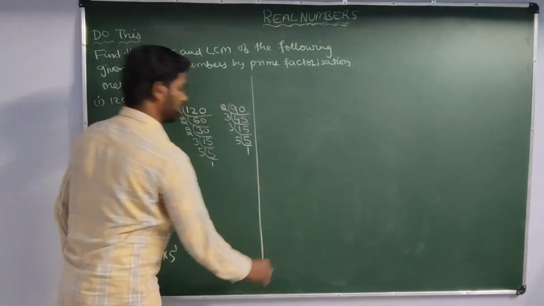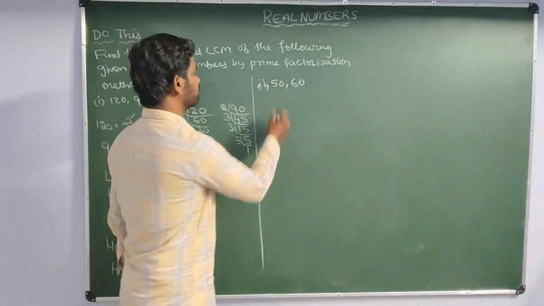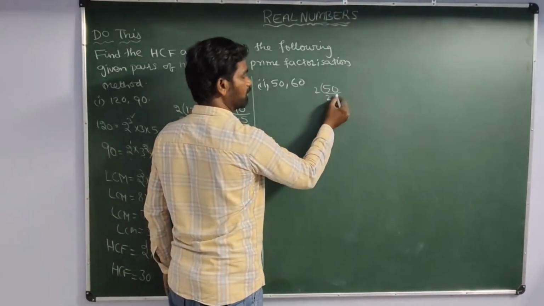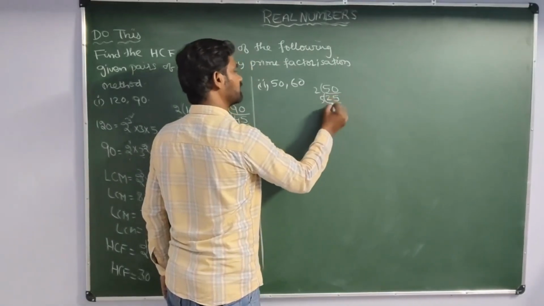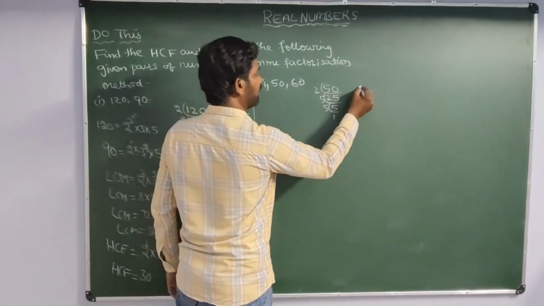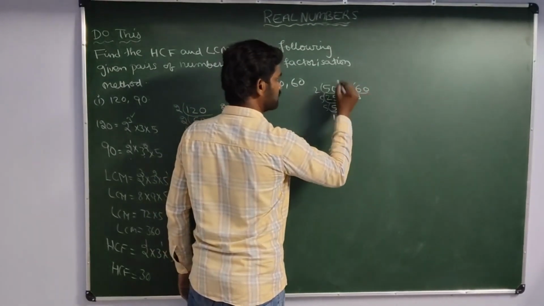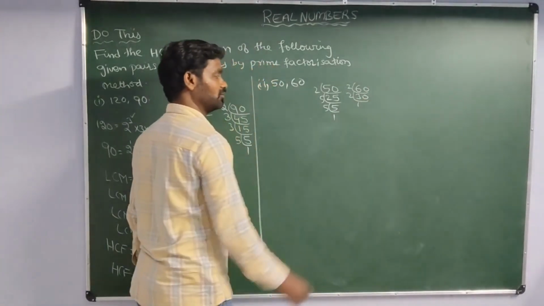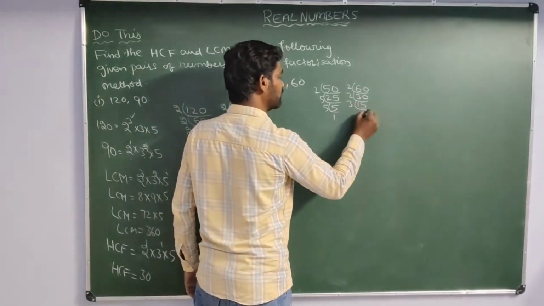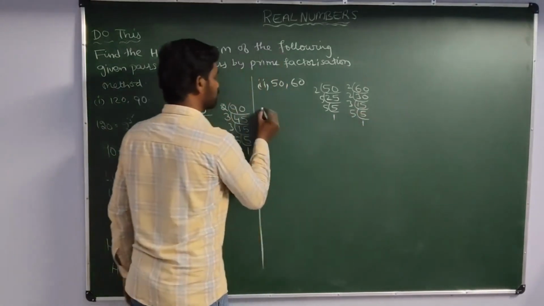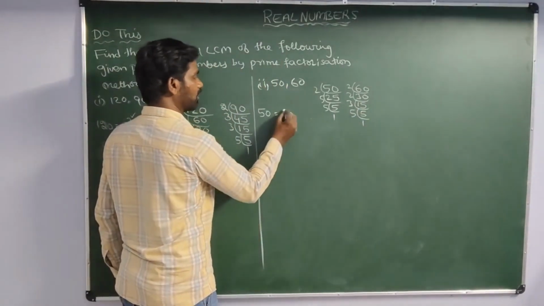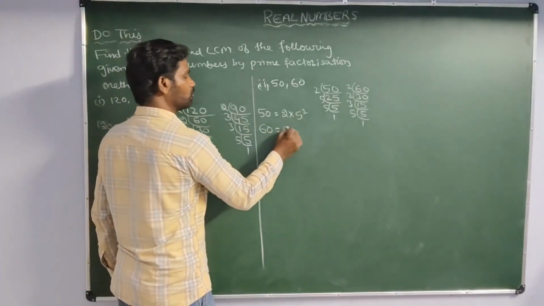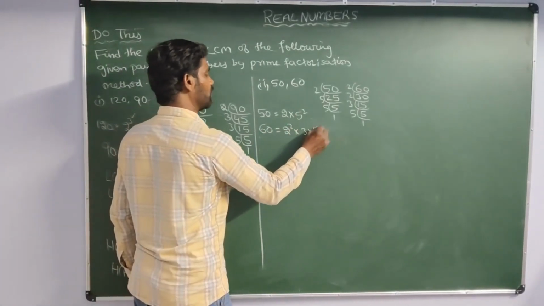In the same way, let us find the next question: 50, 60. Find the prime factors of 50. 2 2s are 4, 1 remains, 1 0, it becomes 10. 2 5s are 10. Next 5 5s are 25. 5 1s are 5. Next 60. 2 3s are 6, 0. 2 1s are 2, 1 remains, 10. 2 5s are 10. 5 1s are 5. So 50's prime factors are 2 into 5 square and 60's prime factors are 2 square into 3 into 5.